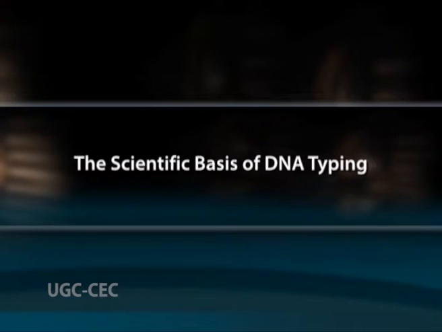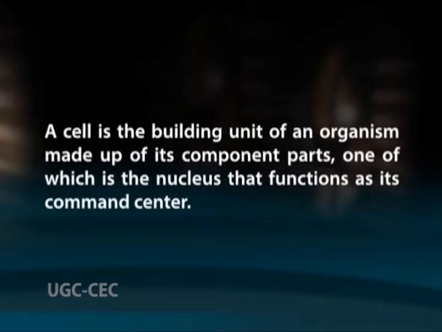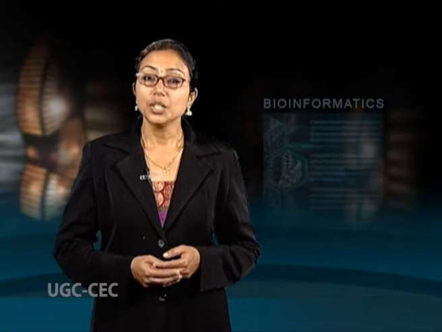The scientific basis of DNA typing. DNA typing is founded on a number of genetic and molecular principles. The concept of the cell is the basic understanding of the complexity of DNA typing. A cell is the building unit of an organism made up of its component parts, one of which is the nucleus that functions as its command center. The nucleus houses the DNA that codes for the genetic information responsible for all cellular processes.